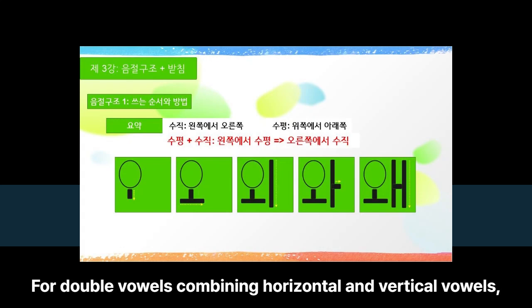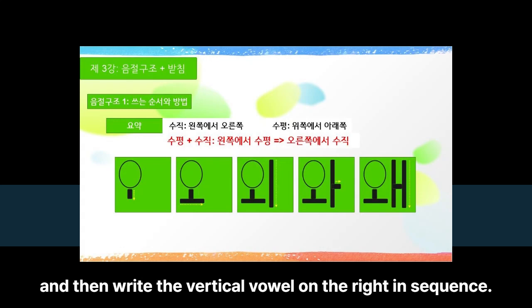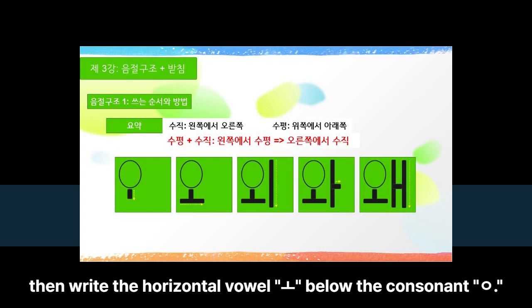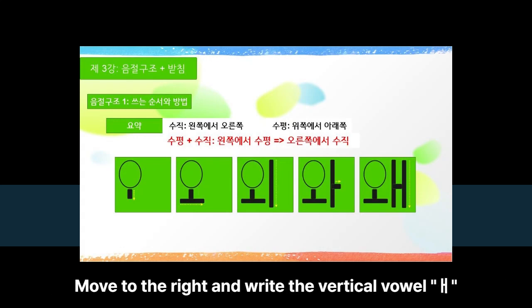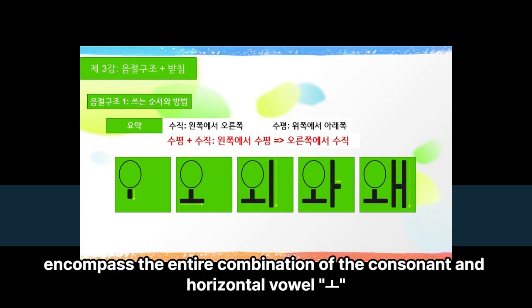For double vowels combining horizontal and vertical vowels, first write the horizontal vowel from the left and then write the vertical vowel on the right in sequence. For example, for the vowel, way, first write the consonant, young, then write the horizontal vowel, o, below the consonant, young. Move to the right and write the vertical vowel, a. When writing the vertical vowel, a, make sure to write it with sufficient length to encompass the entire combination of the consonant and horizontal vowel, o.